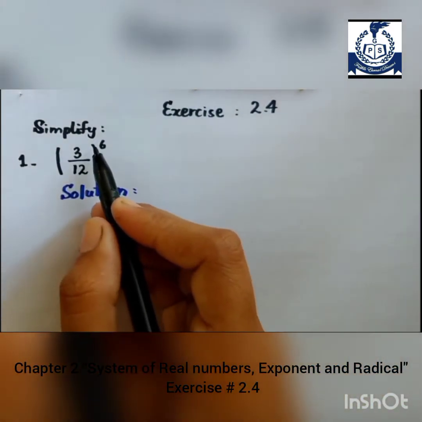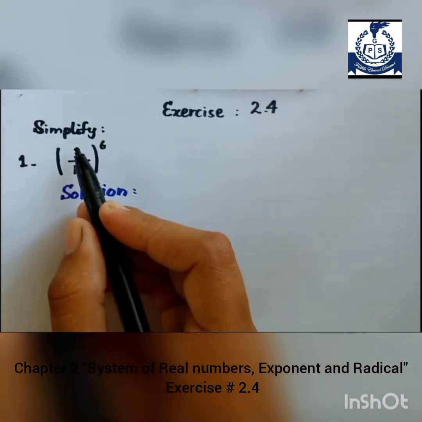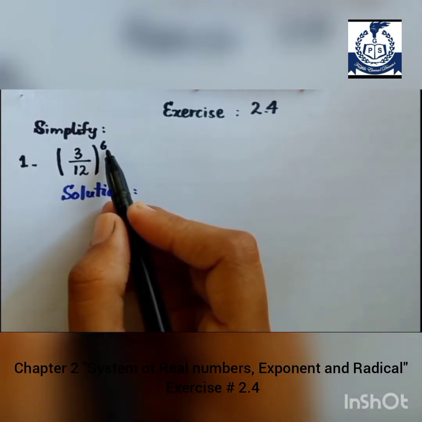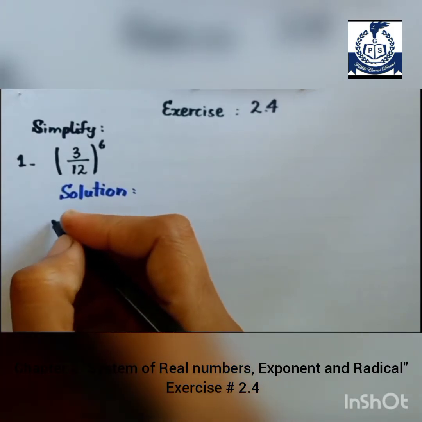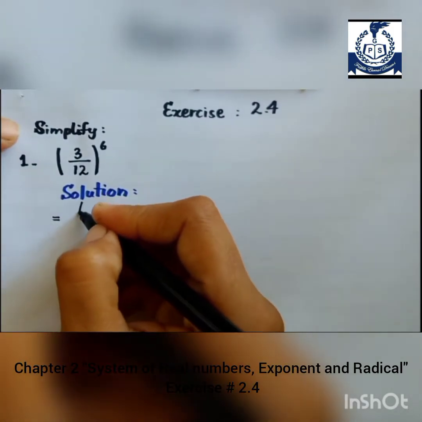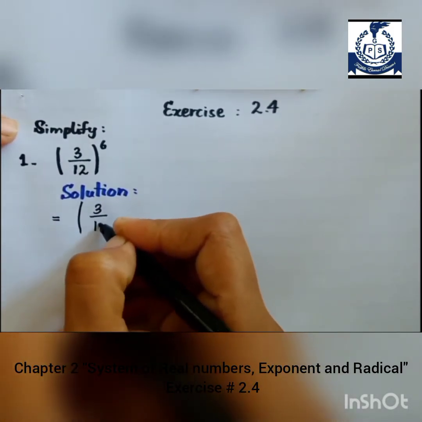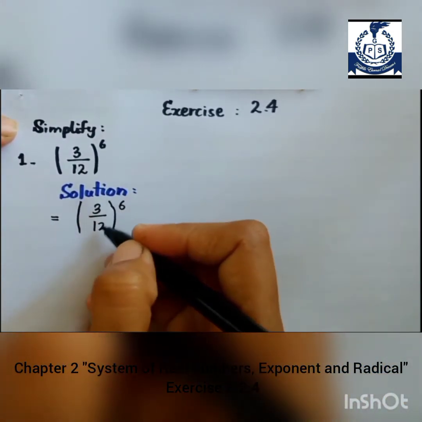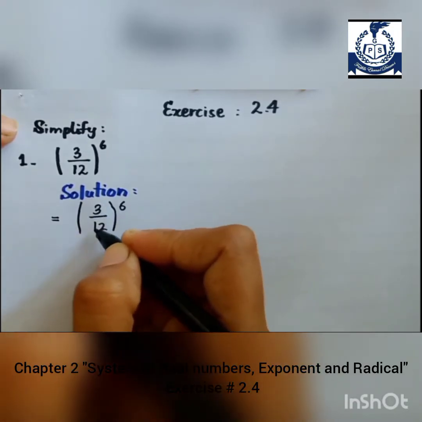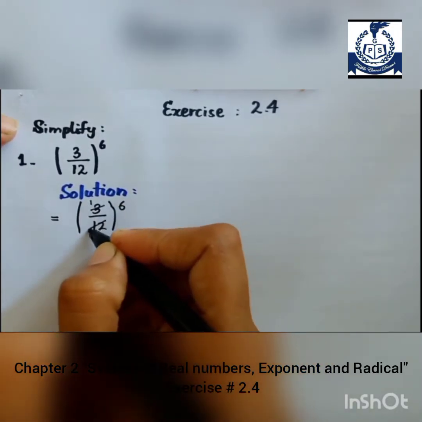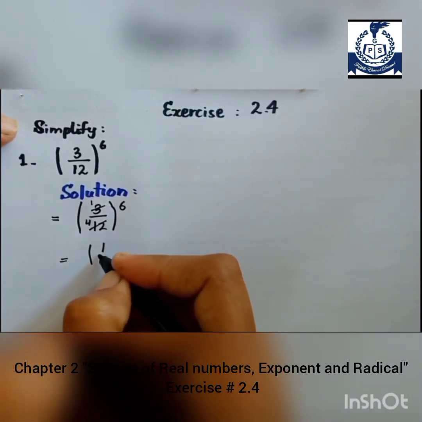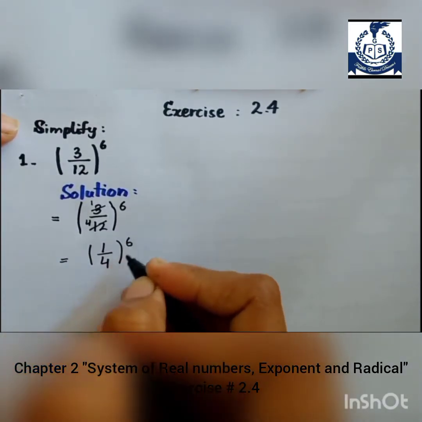The question is simplify, and question number 1 is (3 divided by 12) whole power 6. So we need to simplify this question. Equal to 3 divided by 12 whole power 6. 3 and 12 both exist in one table, so 3 ones are 3, 3 fours are 12. So 1 divided by 4 whole power 6.